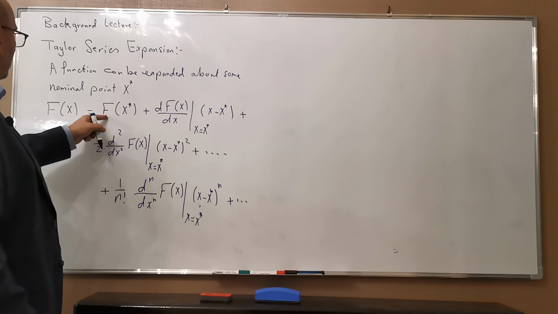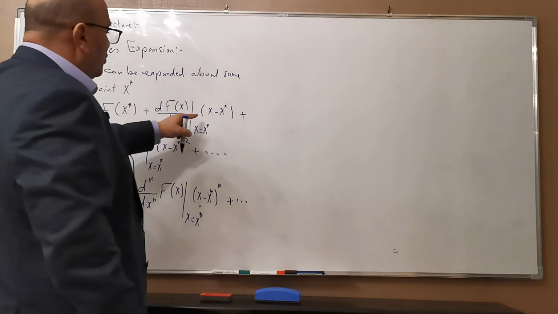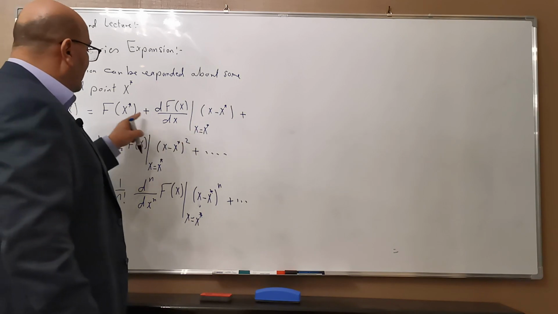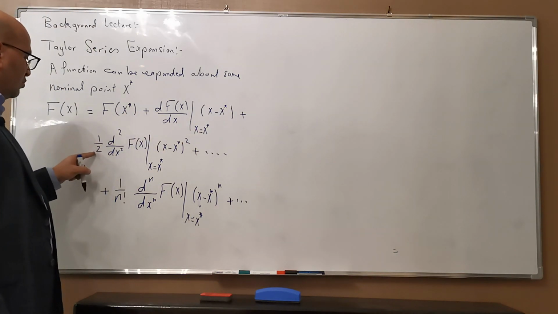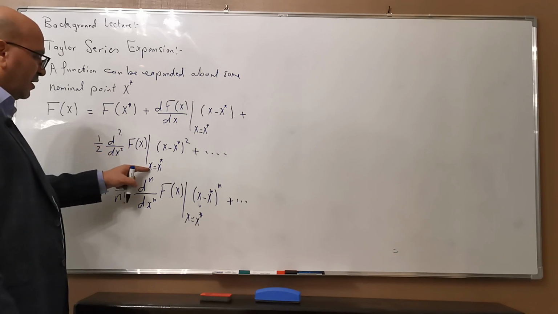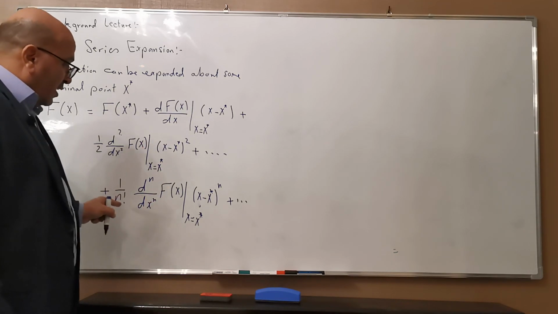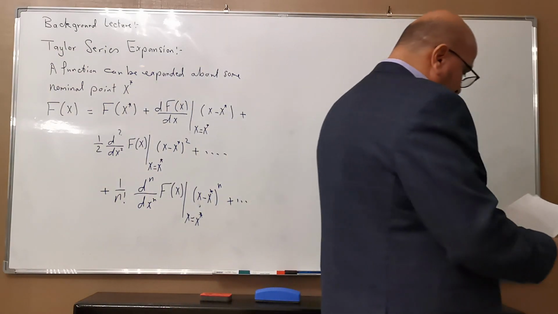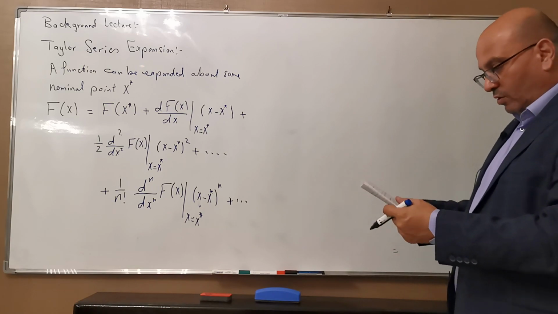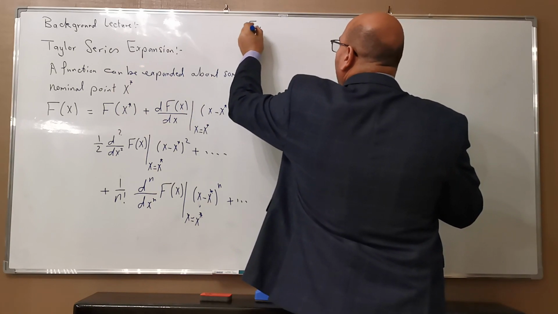F of x, or f at x star, the nominal point, plus the first derivative with delta x, which is x minus x star. The derivative is applied at the nominal point. Plus 1/2 factorial, the second derivative of f of x applied at x star times delta x squared, and we keep continuing up to infinity. This can be applied to any continuous function. Okay. Let me take an example and see how we can implement this.